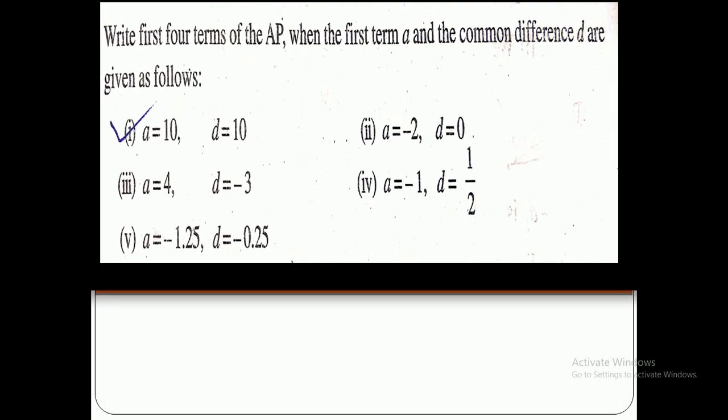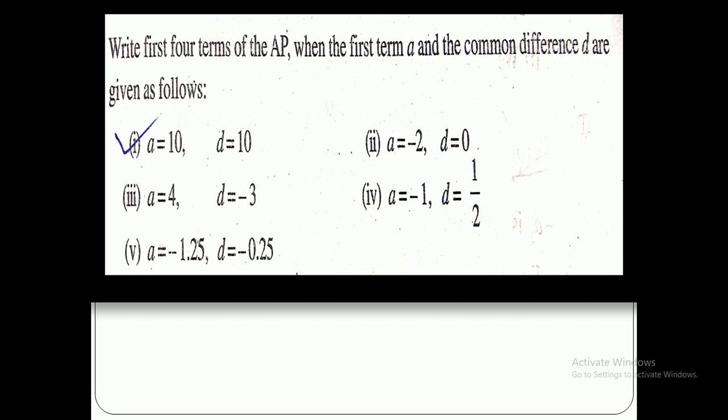So let us go to our first slide. Write the first four terms of the AP when the first term A and the common difference D are given as follows. We have to write the first four terms of the AP, given A and common difference D. Here we will work out the third question. You just neglect the right mark of the first question. So we will work out the fourth question now.